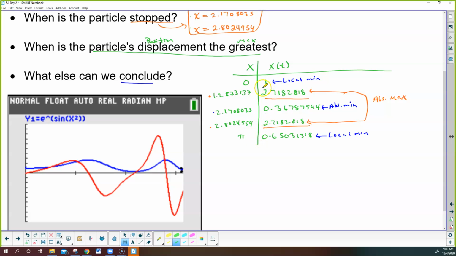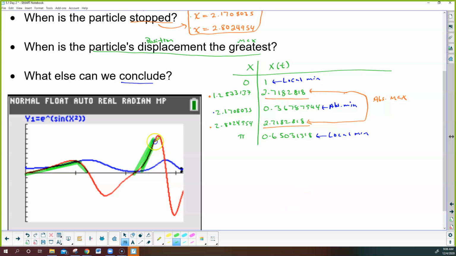Let's look at this. Now I could make a sign chart using all this information and test, but I have the red graph, which is the derivative, so look at what happens. When is the derivative greater than 0? Well, it's greater than 0 anytime it's above the x-axis. And again, we're looking at the derivative graph here.